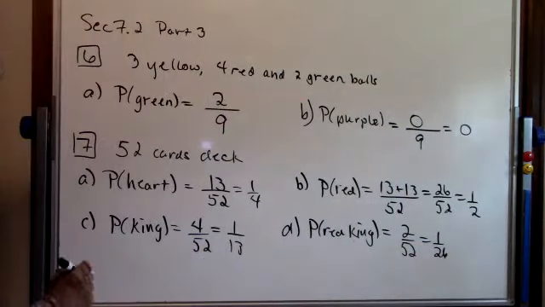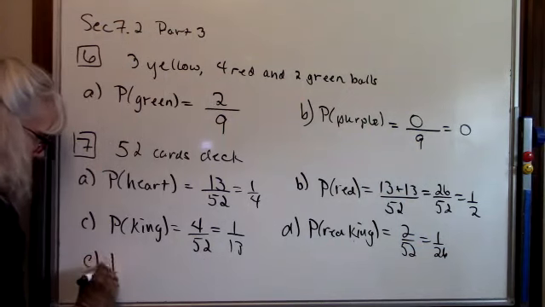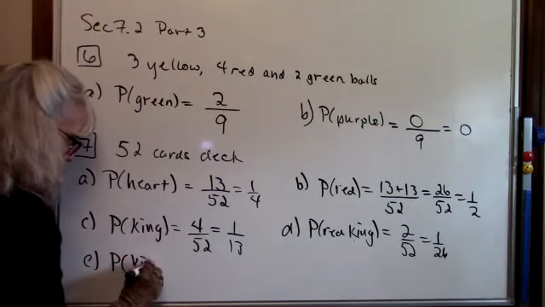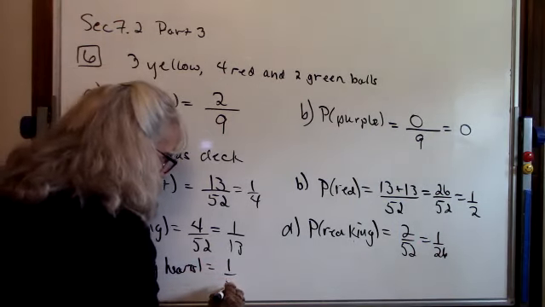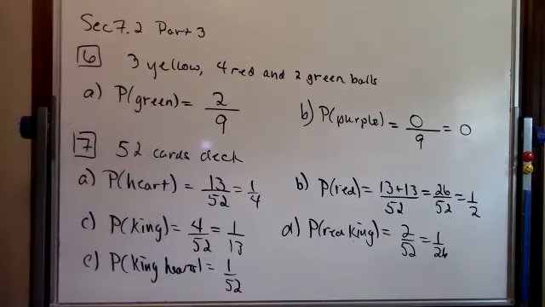And finally, part E says the king of hearts. So what's the probability that we get the king of hearts? Well, there's only 1 king of hearts out of the 52 cards that are in our deck. So the probability of getting the king of hearts is 1 out of 52.